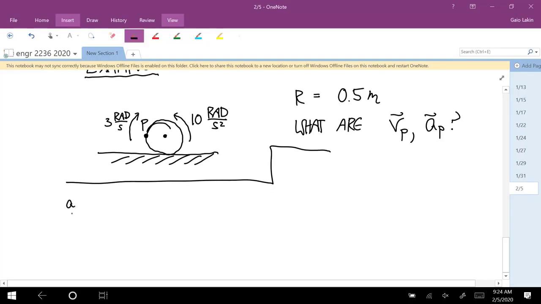Well, first, this is the center. So for rolling without slipping, maybe the first step would be let's calculate the velocity and acceleration of the center. Why do we need to do that? Okay, we're trying to calculate the velocity and acceleration of that point P, right? And the velocity of that point P relative to the ground is the velocity of P relative to the center plus the velocity of the center relative to the ground.